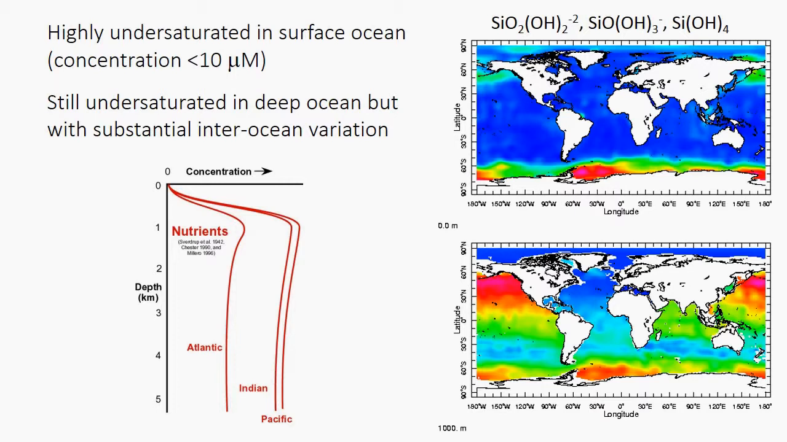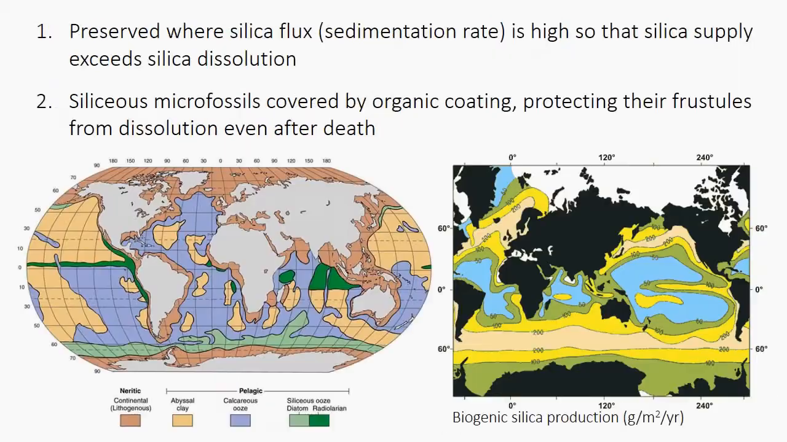So the question is, if silica is undersaturated everywhere, even in the deep ocean, how do we get siliceous sediments preserved? Well, the main reason that silica is preserved is that it is found in areas where the flux to the sediment, the rate at which silica sinks to the bottom, is extremely high.